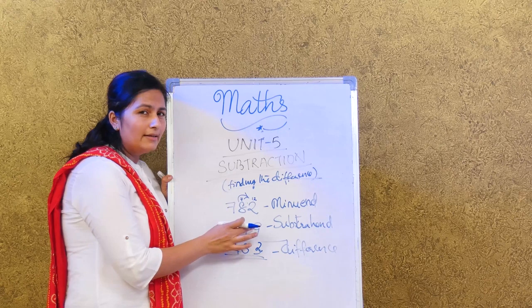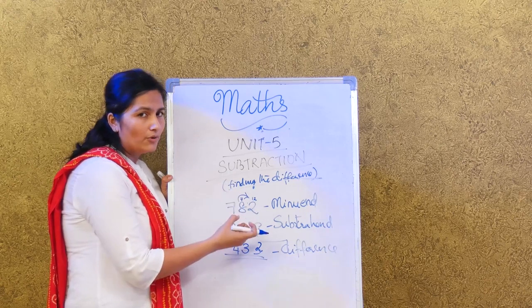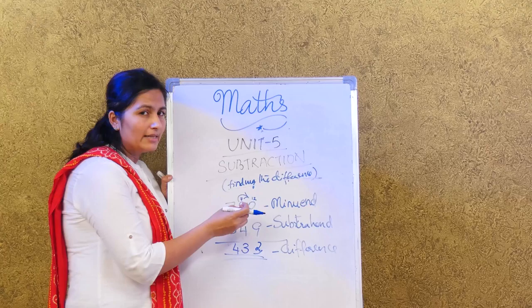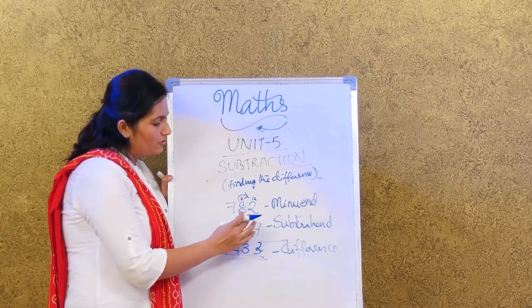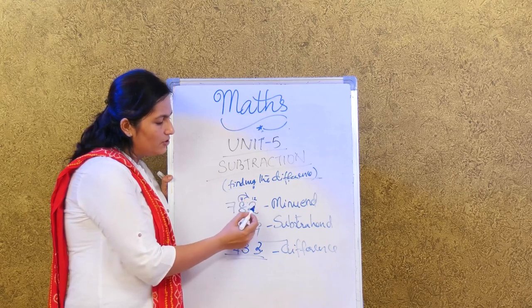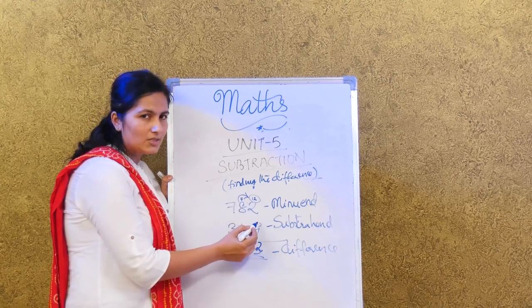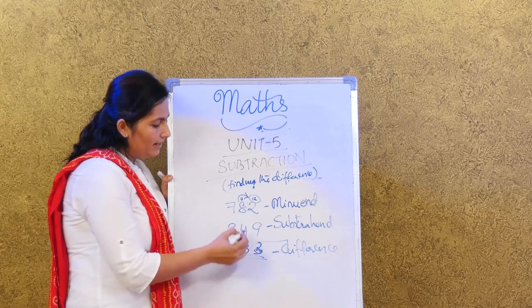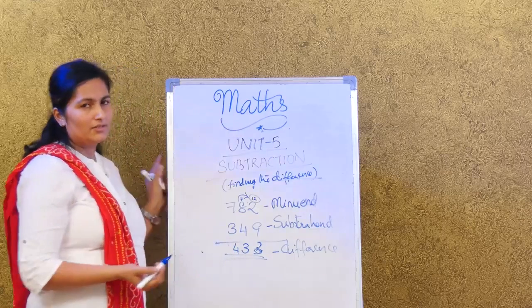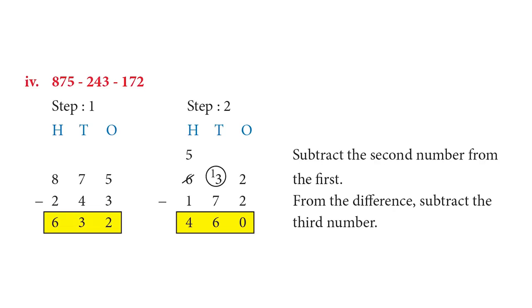Did you see that? 2 is smaller than 9, so we have to borrow. If we have to subtract a big number from a small number, we always have to borrow. So when we borrowed 1 from here, this 2 became 12. We subtract 9 from 12, we got the answer 3, and then the rest of the subtraction. We will also take a look at the subtraction on page number 87. It is for you to practice.